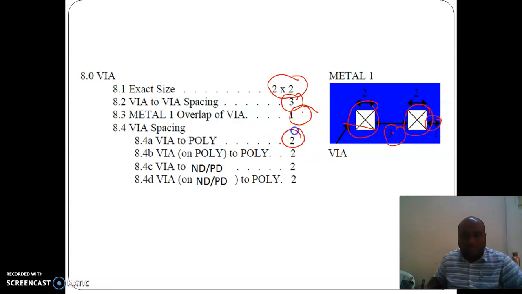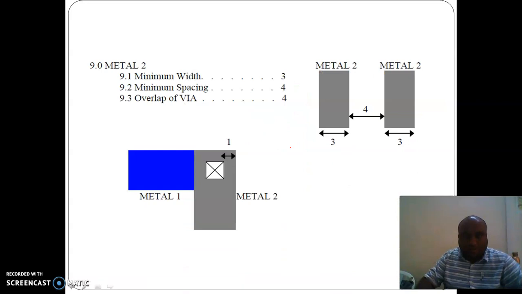Via to poly we have 2 lambda. Via to anything, via to poly or via to N diffusion or P diffusion or N diffusion to P diffusion to poly, that is 2 lambda only. Whereas metal 2, the width is 3 lambda but the spacing is 4 lambda, right? And this is the overlap, what we are using, 1 lambda for metal 1 and metal 2.